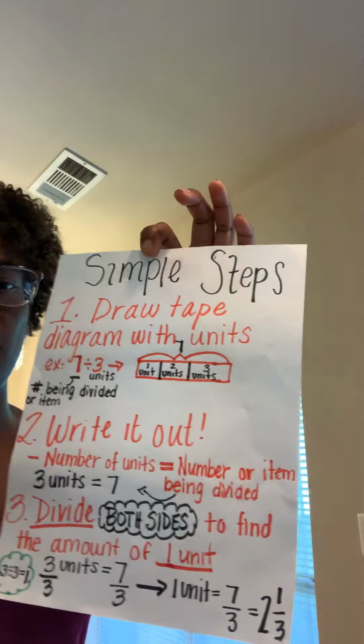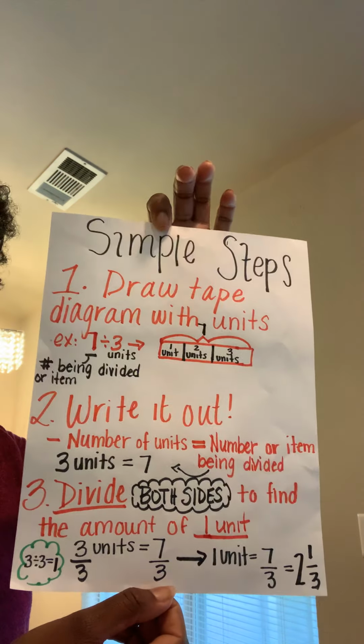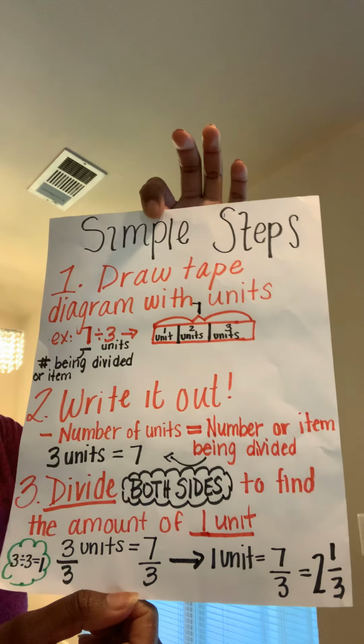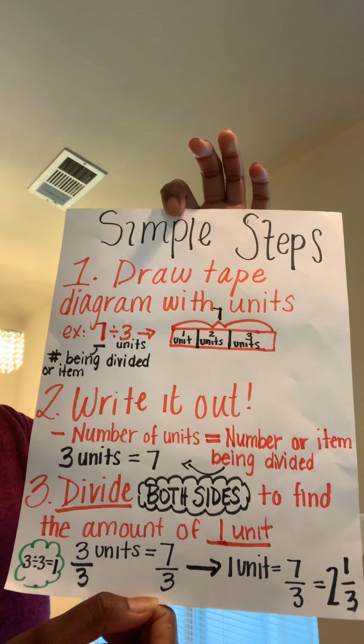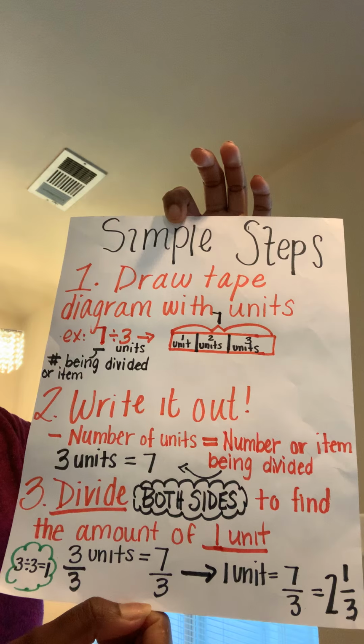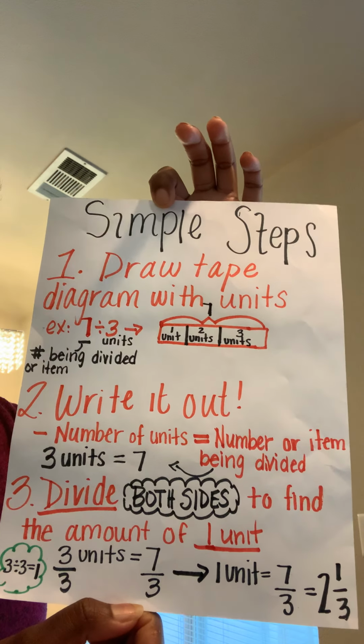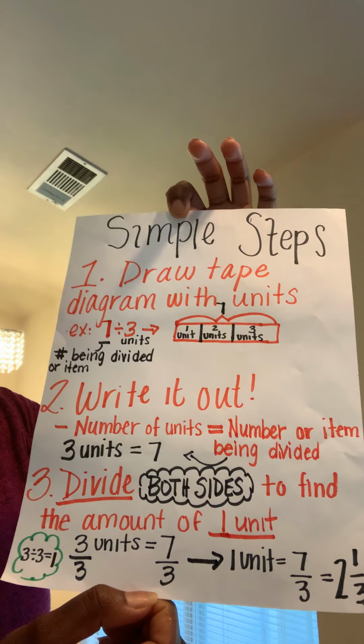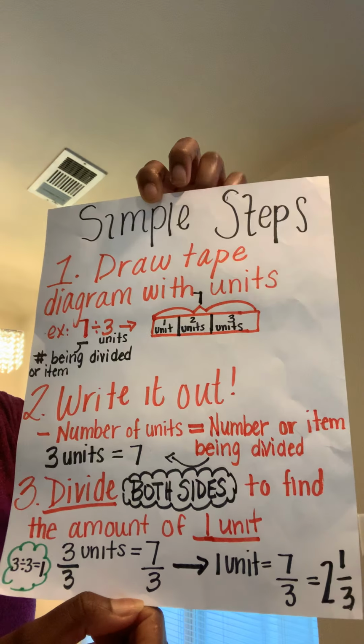So today we're going to continue dividing with our fractions, but today we're just going to incorporate our tape diagrams and units, which we have used before. So in order to solve the problems that you're going to be working with today, you've got 3 simple steps. Your first step is to draw your tape diagram with units. The second step is to write it out. And then your third step is to divide.